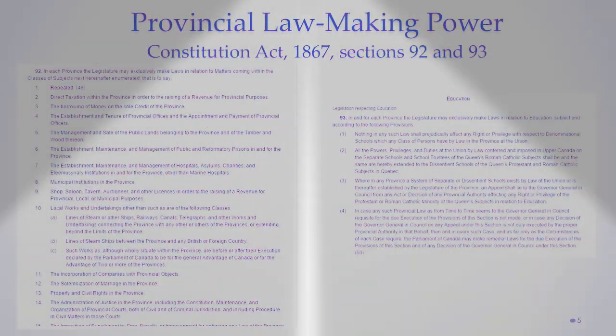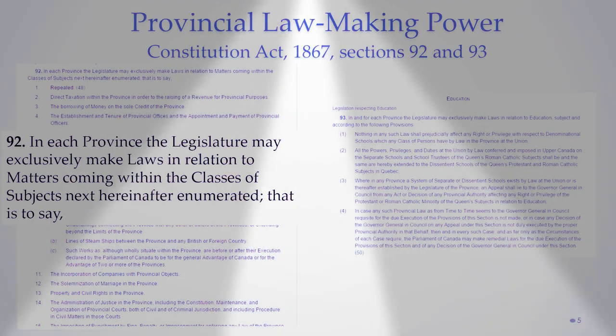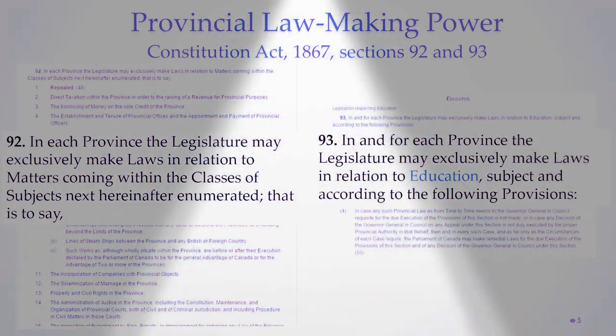The provincial lawmaking powers are set out in the Constitution Act 1867, sections 92 and 93. Section 92 contains a long list of subject matter which the provinces have jurisdiction over. And section 93 specifically gives the provinces the power to make laws concerning education.